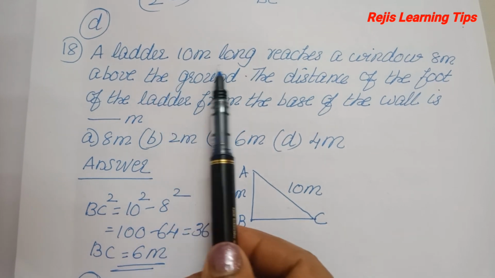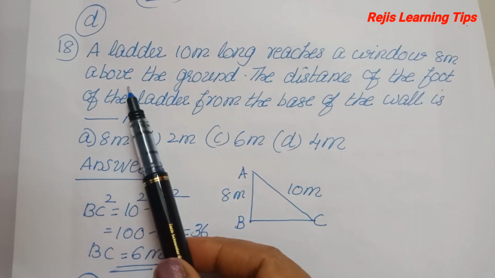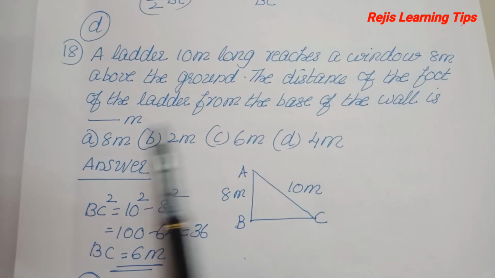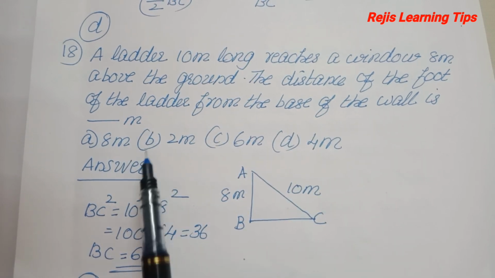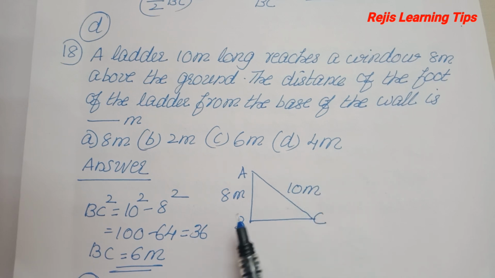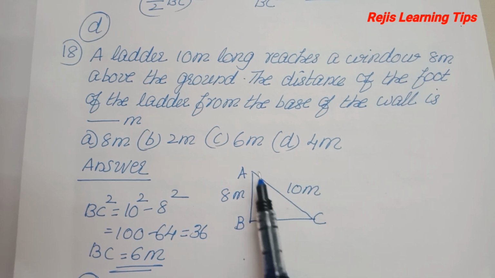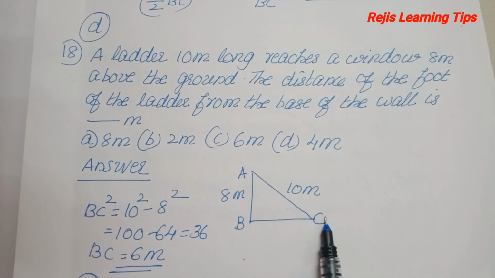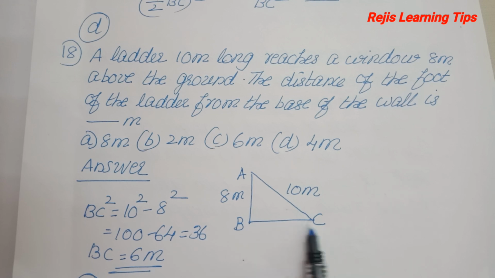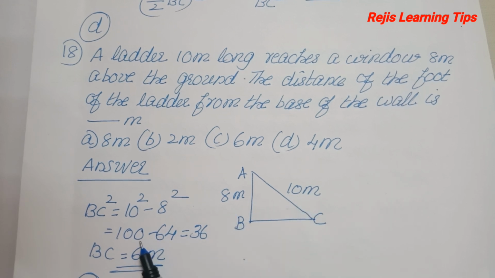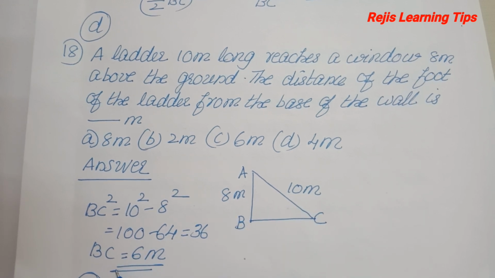Then 18th question: a ladder 10 meter long reaches a window 8 meter above the ground. The distance of the foot of the ladder from the base of the wall is dash. The options are 8 meter, 2 meter, 6 meter, 4 meter. This is 8 meter, this is the window, and AC is the ladder, that is 10 meter. We have to find BC. So BC square is equal to 10 square minus 8 square, that is 100 minus 64 is equal to 36. Therefore BC is equal to 6 meter.